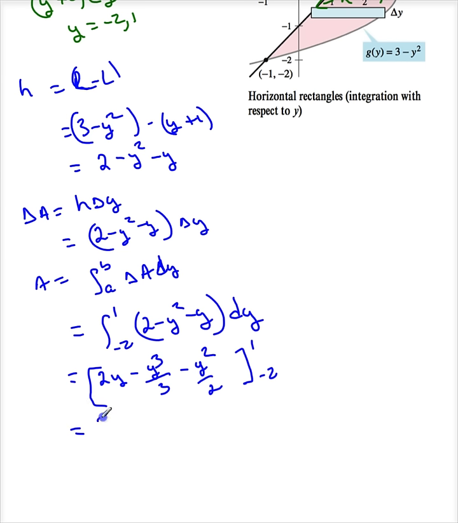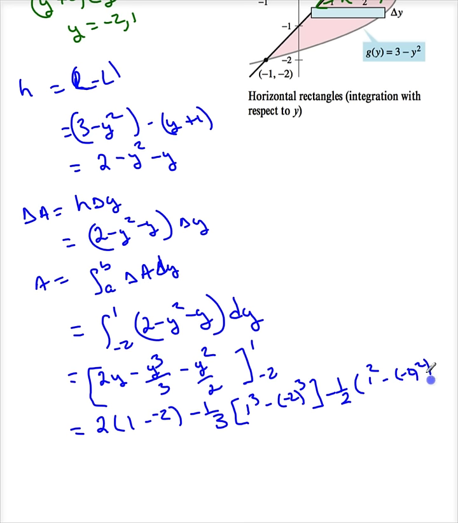So now for my first term, I'm going to factor this. This is 2 times (1 minus -2), minus 1/3 times (1 cubed minus negative 2 cubed), minus 1/2 times (1 squared minus negative 2 squared). And when I multiply all of this out, I get a nice neat answer of 9/2.